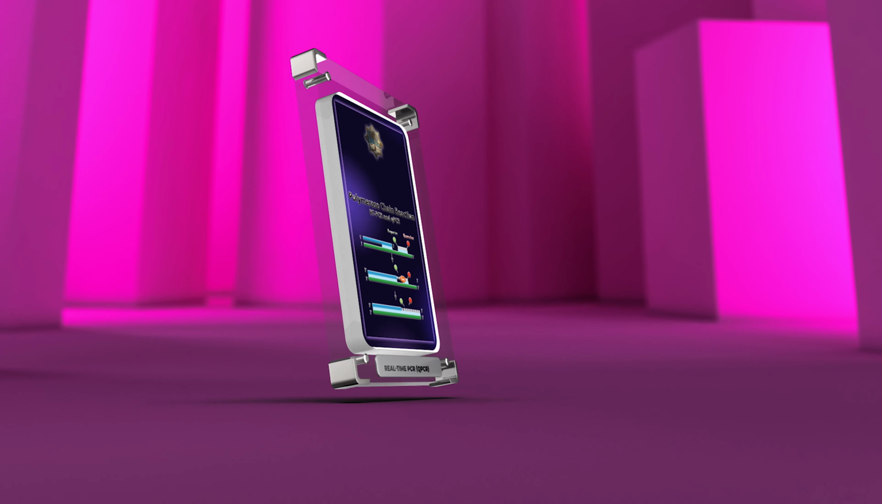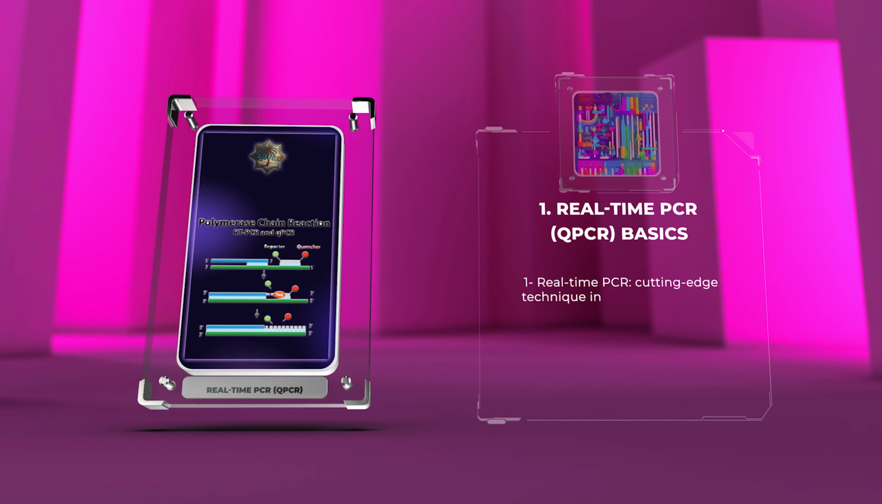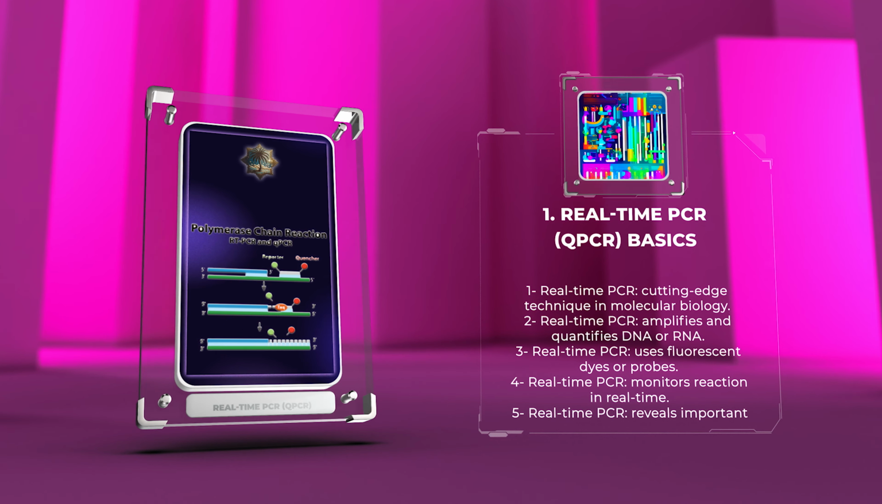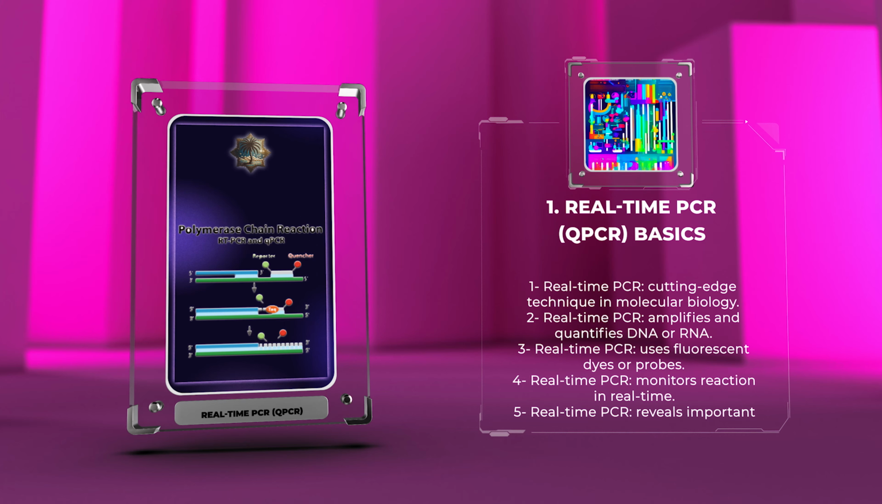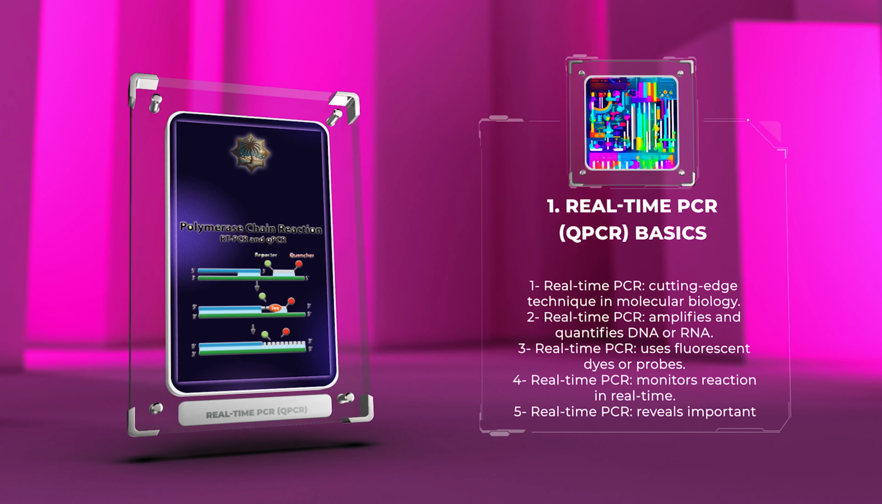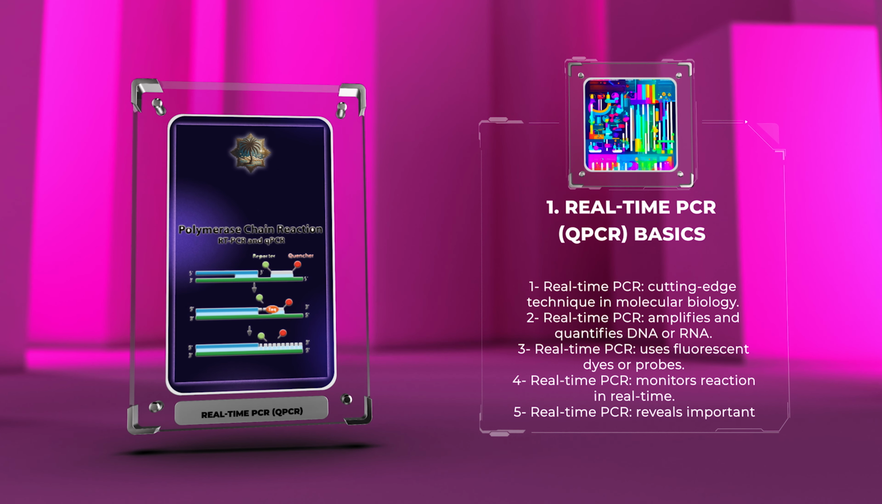Real-time PCR, or qPCR, is a cutting-edge technique in molecular biology. It amplifies and quantifies DNA or RNA in a sample using fluorescent dyes or probes. This allows us to monitor the reaction in real time, revealing important reaction details.